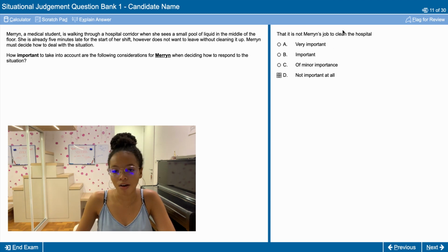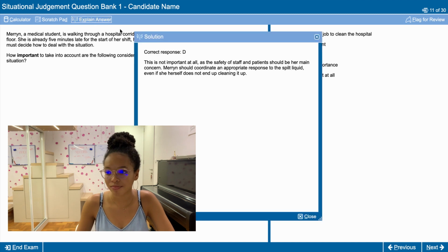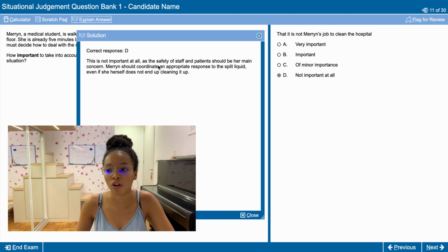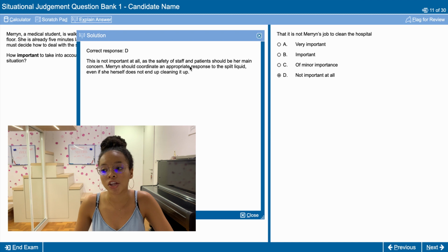So this right now is not important at all. And so the answer is also D. This is not important at all, as the safety of staff and patients should be her main concern. Marin should coordinate an appropriate response to the spilled liquid, even if she herself does not end up cleaning it up.